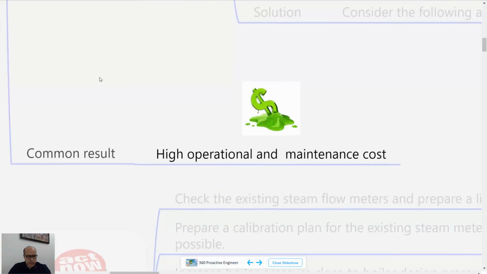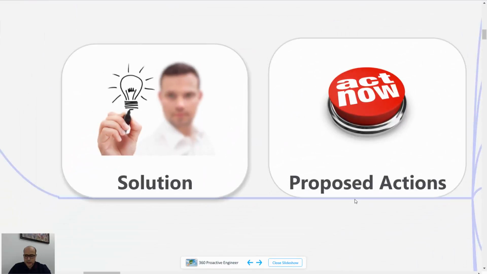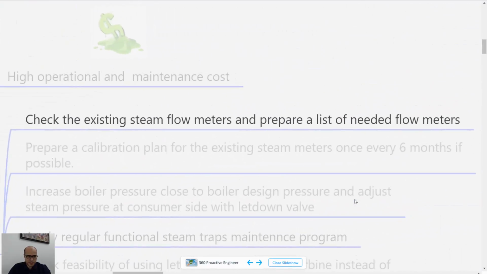The common result of all those areas is that we will have high operational and maintenance cost, and this will be significant. Maybe you will not feel that in the short run, but in the long term you will feel that there are a lot of losses, and there is a good opportunity if we find one of those problems as we discussed before, and try to solve them as we proposed. This will be a good saving in our steam system.